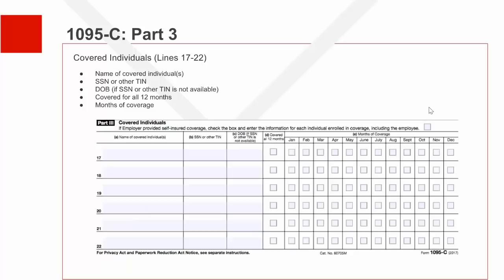So if you are self-insured, then you will need to add in those basic details of each individual that is covered by this employee's coverage. That means you'll have to add in the name, the Social Security number and/or the date of birth, and then the month that the individual received coverage.